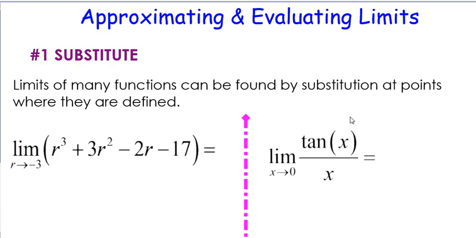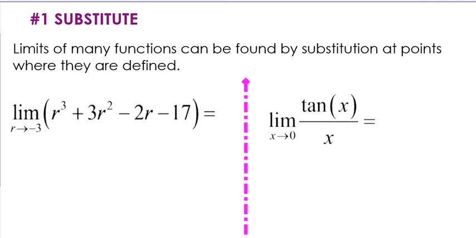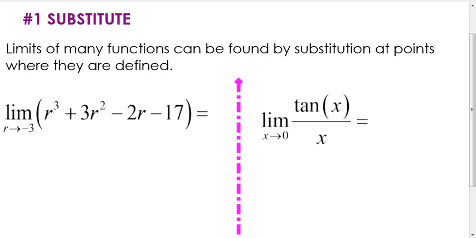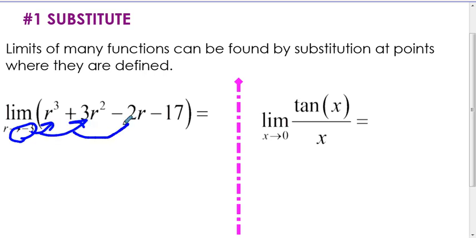Okay, so the first way to approximate limits is going to be substitution. A lot of the time you can take the value that they're asking you to approach and plug it into that function. Now, again, this only works if the function is defined at that place. So if we look at the limit as r approaches -3, we're going to take -3 and plug it in for each r and solve.